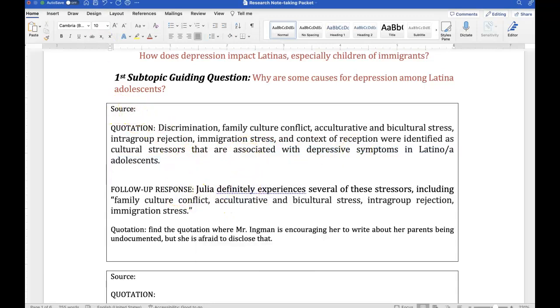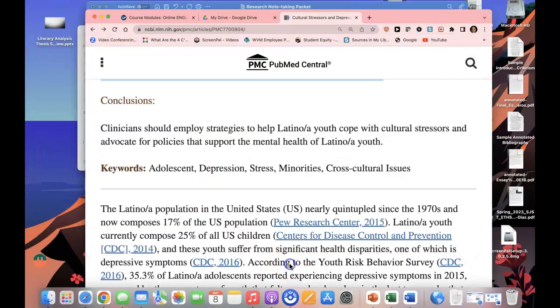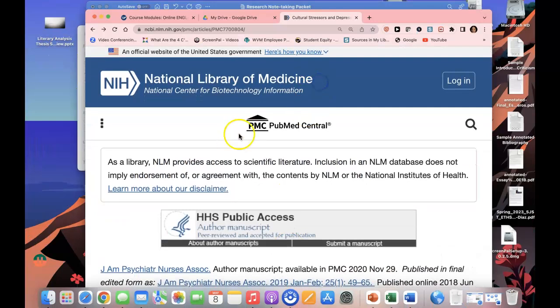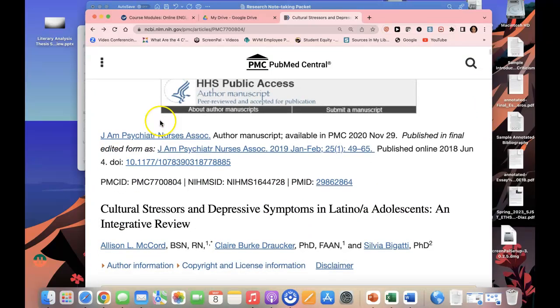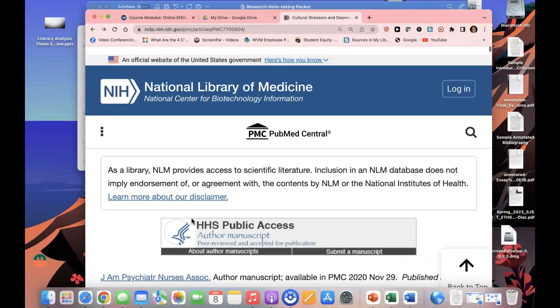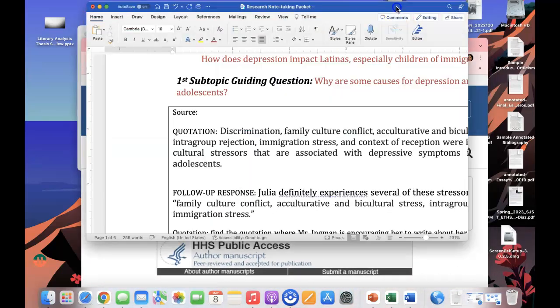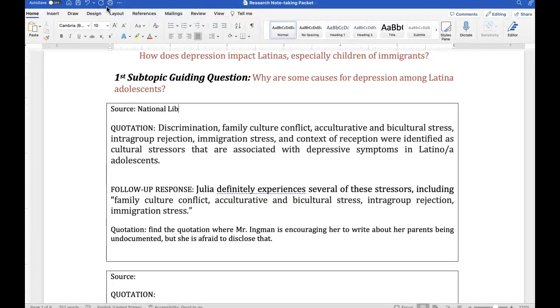Okay, so the part up here that says source, what I would ask you to do with that is just write down the source title so you don't forget. So that came from the National Library of Medicine. And the title of this page is Cultural Stressors and Depressive Symptoms. Okay. So I'm going to say National Library of Medicine, so that later when I go to cite it, I can remember which source it was.